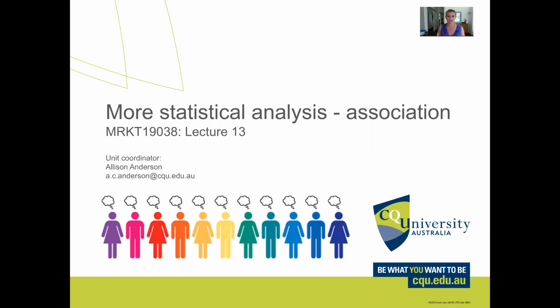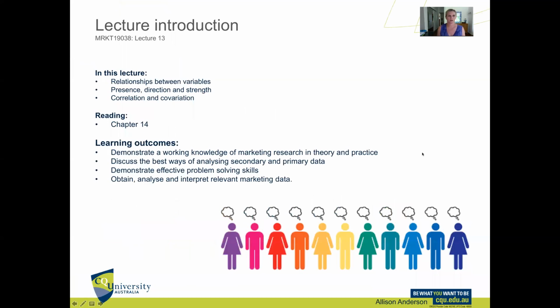All right, so getting into it, statistical analysis, I'm talking about association today. In this lecture, I'm going to talk about relationships between variables. We'll talk about the presence, direction and strength of these relationships, and correlation and covariation, and how and when to use different types of analysis. The reading is the textbook chapter 14. I've got quite a few references to that in this lecture, so it's really worth having a good skim through that information to help you learn some more.